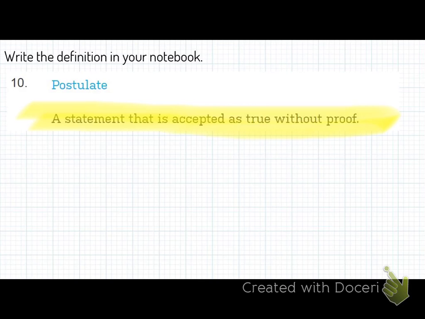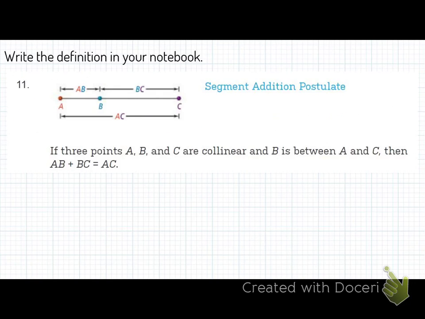Kind of like gravity on Earth. I mean, we could prove that there's gravity on Earth, but we don't need to because we know that we're all being pulled down to the Earth. It is a postulate. It's accepted that there's gravity, and we don't have to prove it because it's already there. Okay? Next is segment addition postulate.